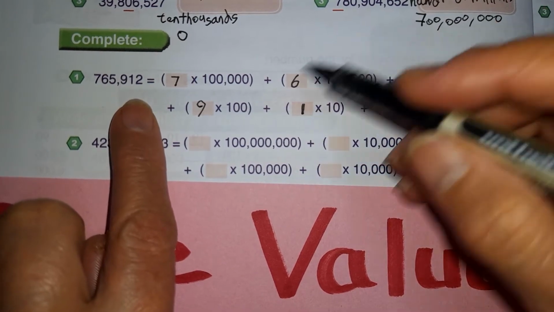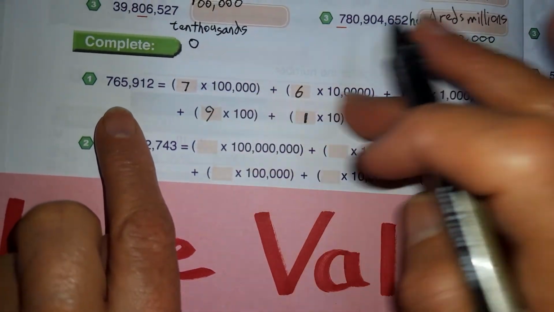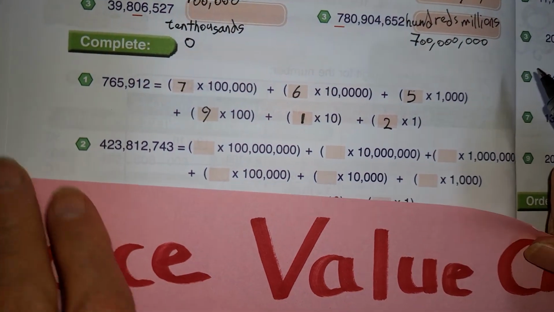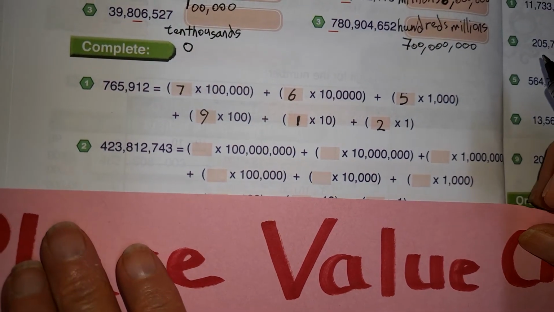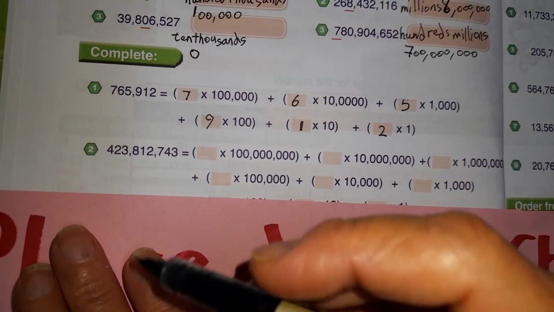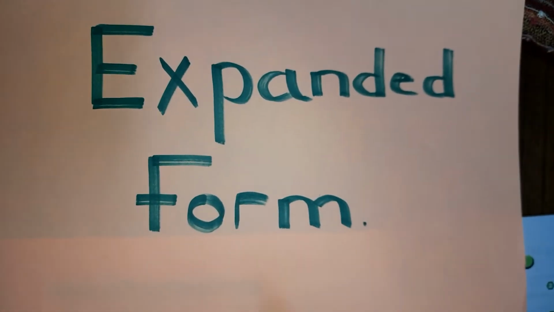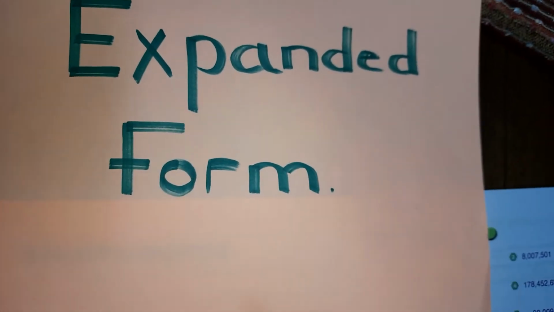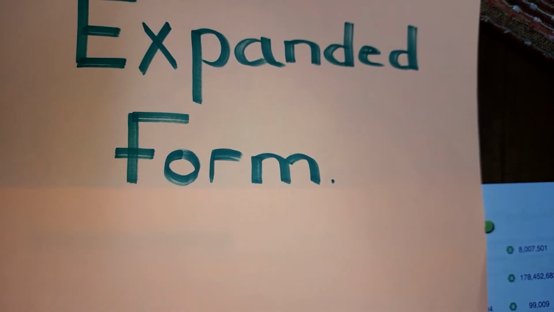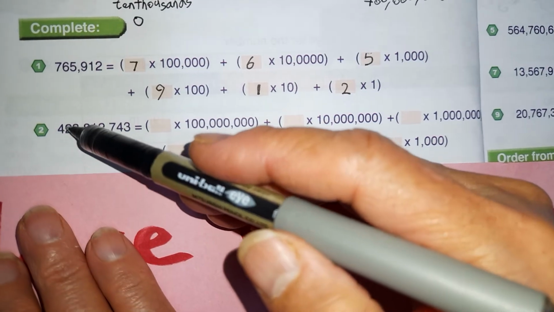If you multiply and add, you will get this number. This number we call expanded form. Expanded form. Now let's go to this number. We call this name expanded form. When you use the value of each digit, you are writing the number in the expanded form. Now let's go to question 2.